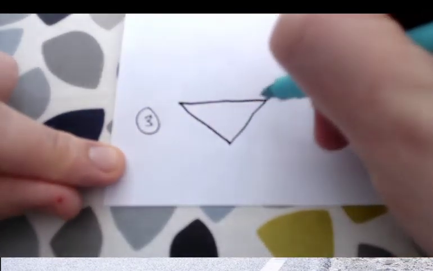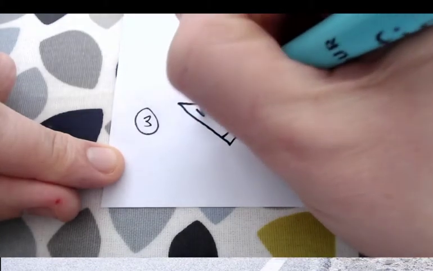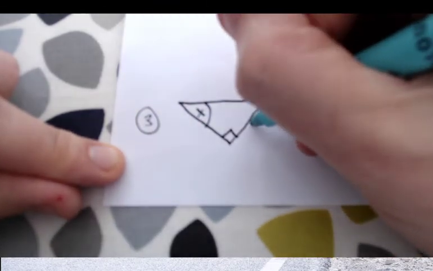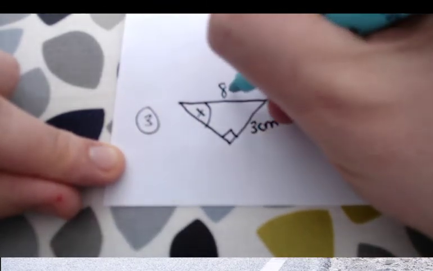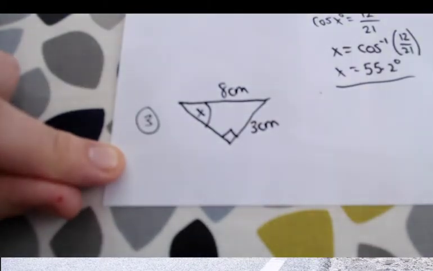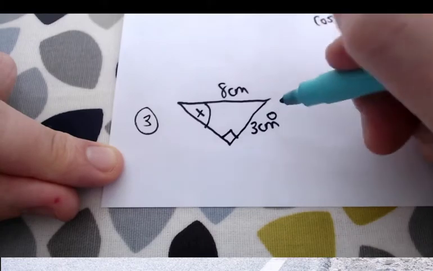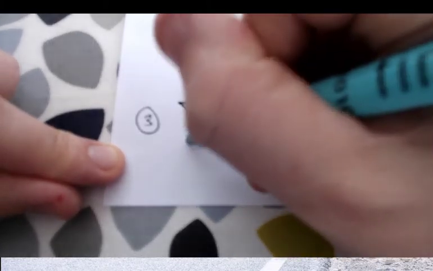So here's my right angle triangle. I want to figure out this angle over here, and I'm going to tell you that this side is 3 centimetres and this side is 8 centimetres. First things first, remember, we've got to label our sides. So I'm standing here, so there's my opposite, there's my hypotenuse, there's my adjacent.